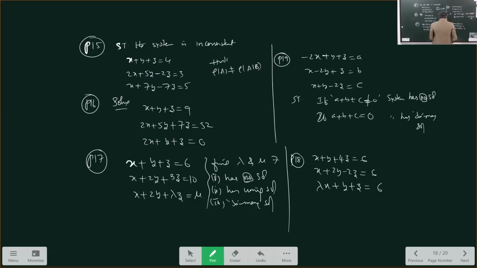I think this is enough for this. If you want, I can give 10 more problems. I can construct new problems. But the thing is that you need to practice. That's all. Okay.